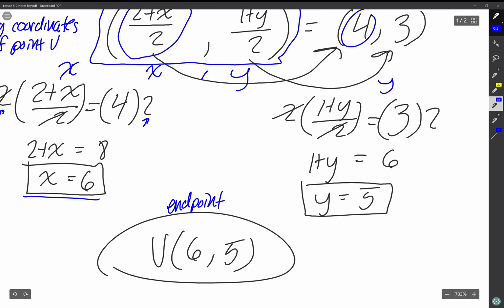Okay? So this is what you'll be doing if you're given an endpoint and you know the coordinates of the midpoint, but you do not know the coordinates of the other endpoint.